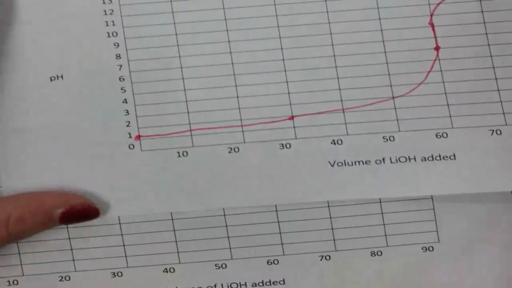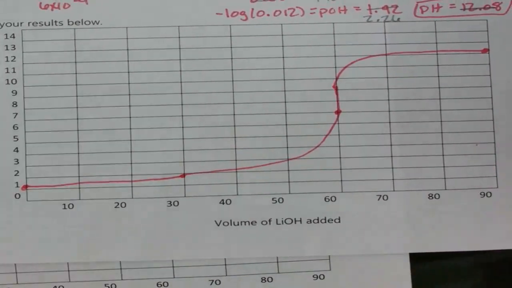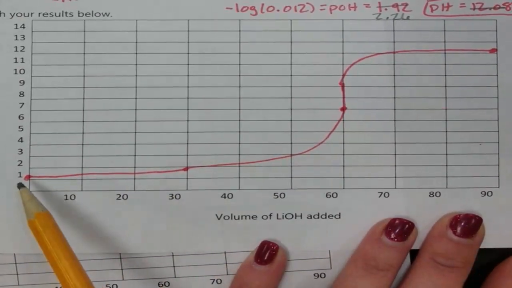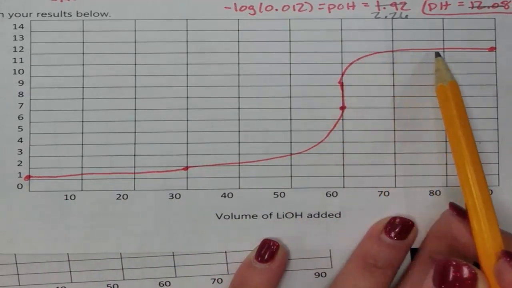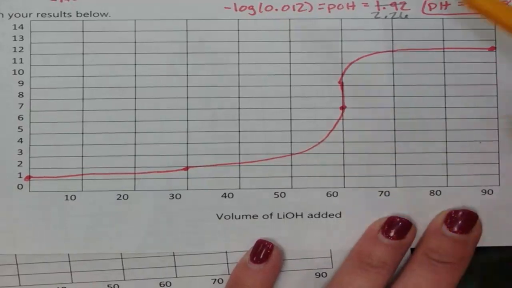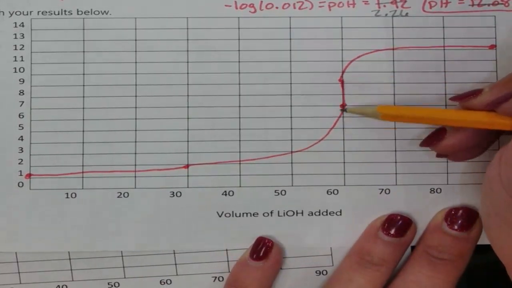Now, it tells you to graph your data. So let me show you my graphed data. All right, let's look at this. What do we notice here? We notice that when we graph these points on our data, we do get this sharp curve, and we go all the way here. This is my equivalence point. My equivalence point is halfway in between where that line becomes that straight line.